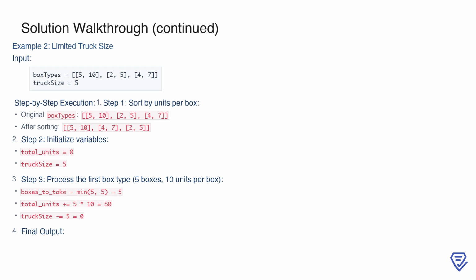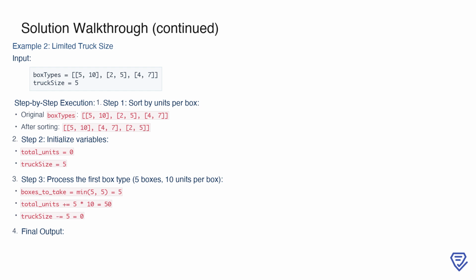Starting with the first box type, which has 5 boxes and 10 units per box, we determine how many boxes we can take. Since the truck can hold up to 5 boxes, we take all 5. This adds 5 multiplied by 10, or 50, units to our total.